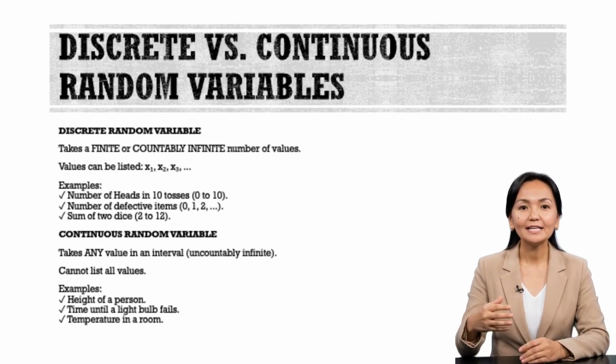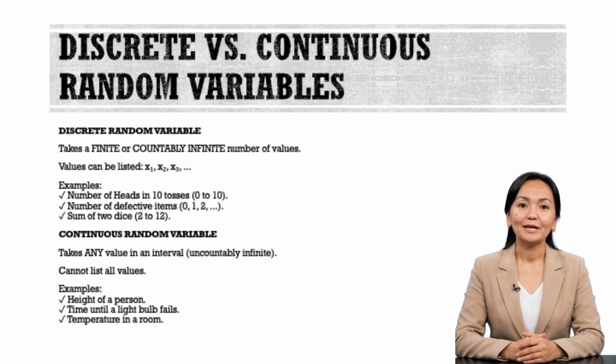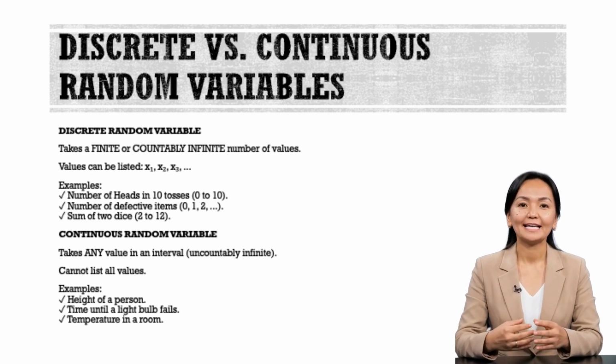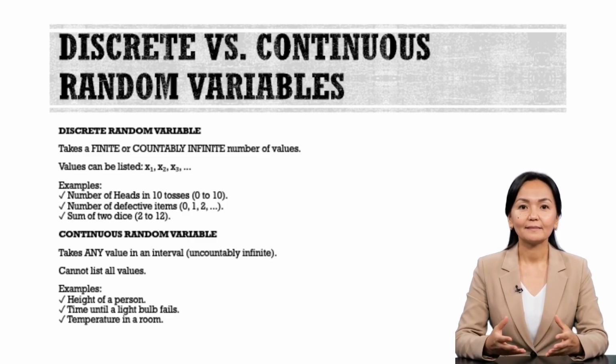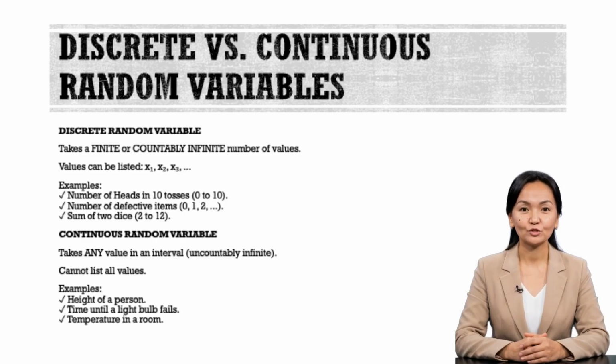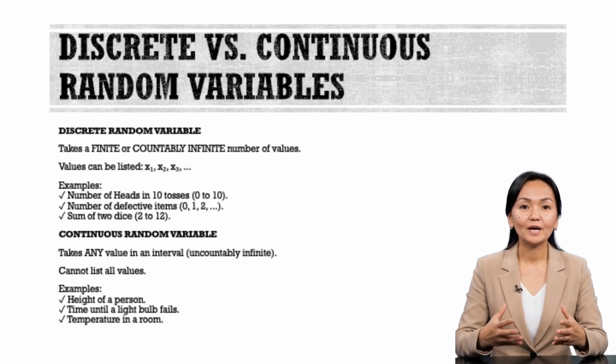Random variables are divided into 2 main types. First, we have discrete random variables. These take a finite or countably infinite number of values that can be listed. Examples include the number of heads in 10 tosses, the number of defective items, or the sum of 2 dice. Second, we have continuous random variables. These can take any value within an interval, an uncountably infinite set of possibilities. You cannot list all possible values. Examples include a person's height, the time until a light bulb fails, or the temperature in a room. Today we will focus exclusively on discrete random variables.